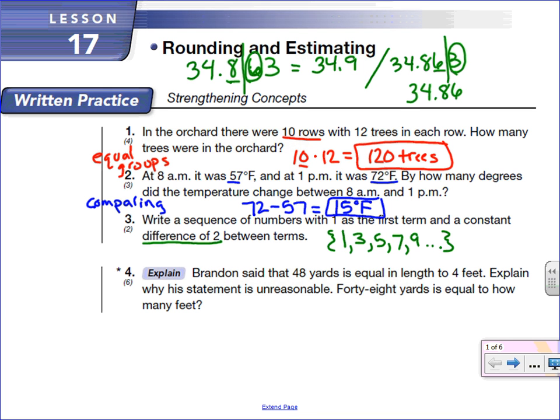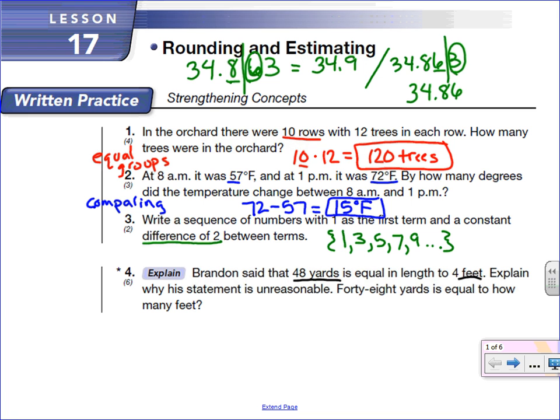Brandon said that 48 yards is equal in length to 4 feet. Explain why his statement is unreasonable. Well, one thing that's unreasonable about this is that yards are bigger than feet. And right now what it looks like is that feet would be bigger than yards because there's fewer feet in his estimate than there are yards in his estimate.